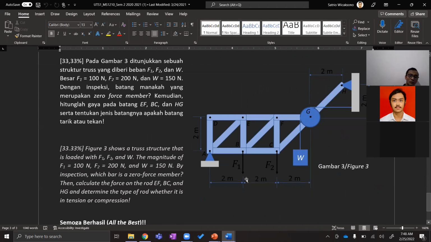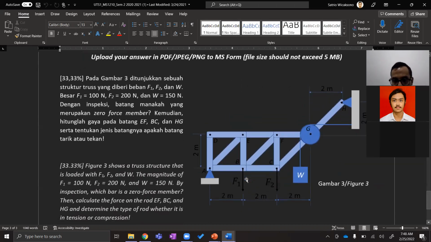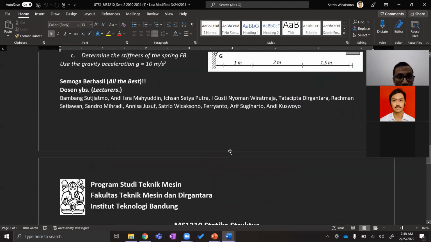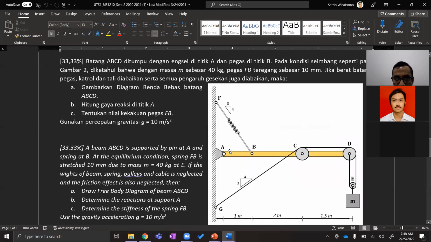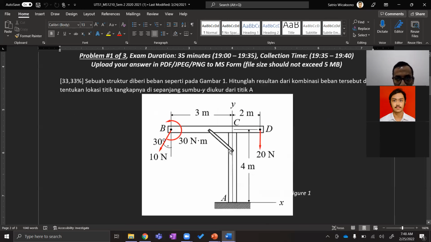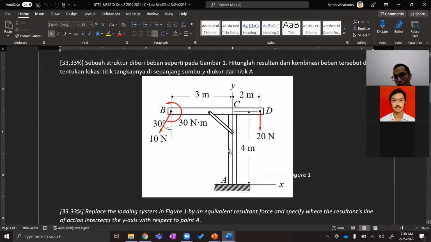I believe this is the one that I will discuss until the end of the class today. This is a truss problem. And we have this as well, which is an equilibrium problem. I believe I put it in your homework. This one is about how to move the force.